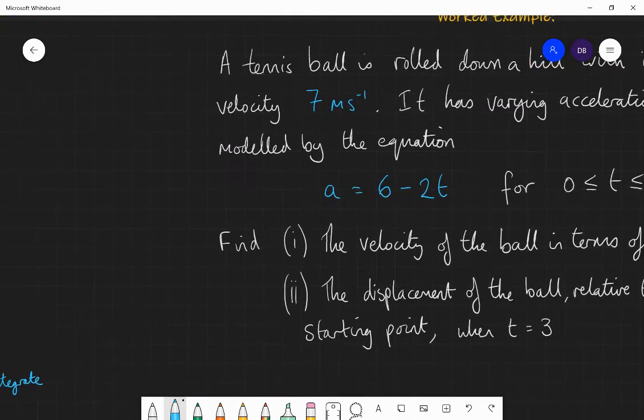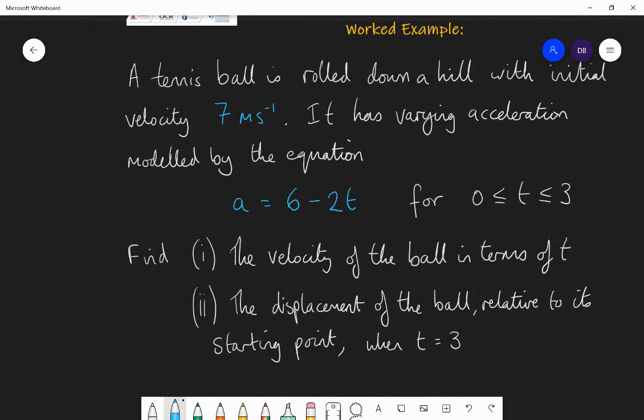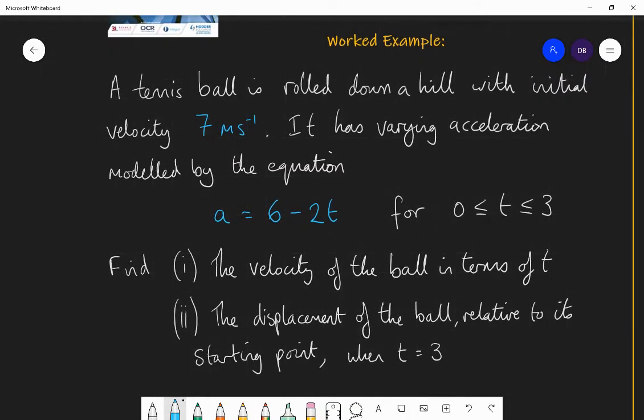Okay, so let's say I have this example. A tennis ball is rolled down a hill with initial velocity 7 meters per second. It has varying acceleration, modeled by the equation a is equal to 6 minus 2t for the first 3 seconds of motion. So between 0 seconds and 3 seconds is the values of t that are allowed.